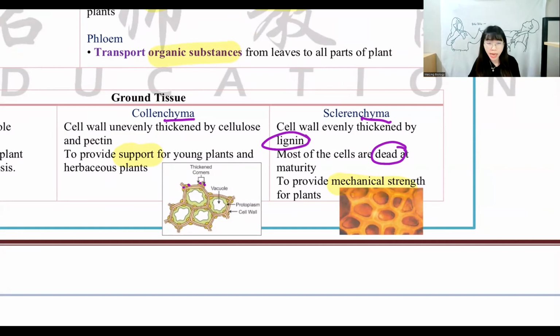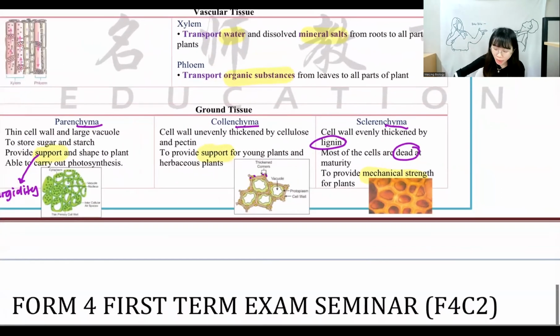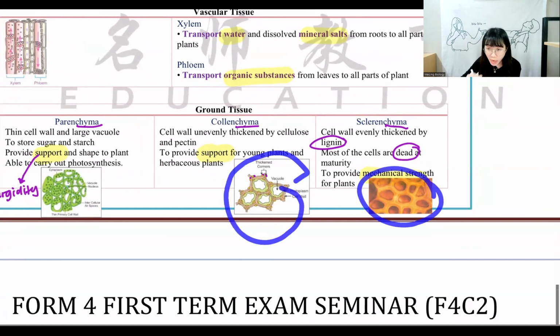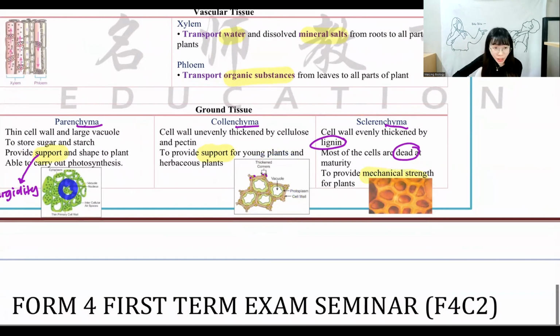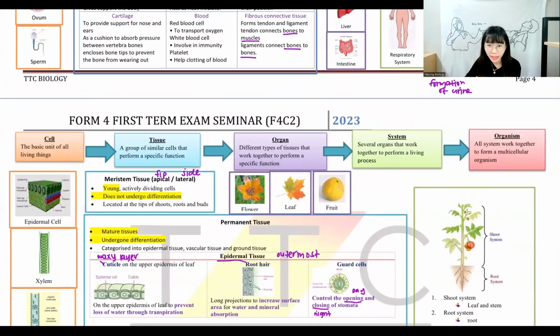In exam, how do they ask you this question? They will give you the diagram and ask you, what is the name of it? What are the similarities and differences between these three cells? Remember, if it's round with a larger vacuole, it has to be parenchyma tissue. When they have uneven thickened corners or uneven thickened cell wall, it has to be collenchyma tissue. If it's like a beehive, it will be a sclerenchyma tissue. This is a ground tissue. The tissue you have to learn, okay?